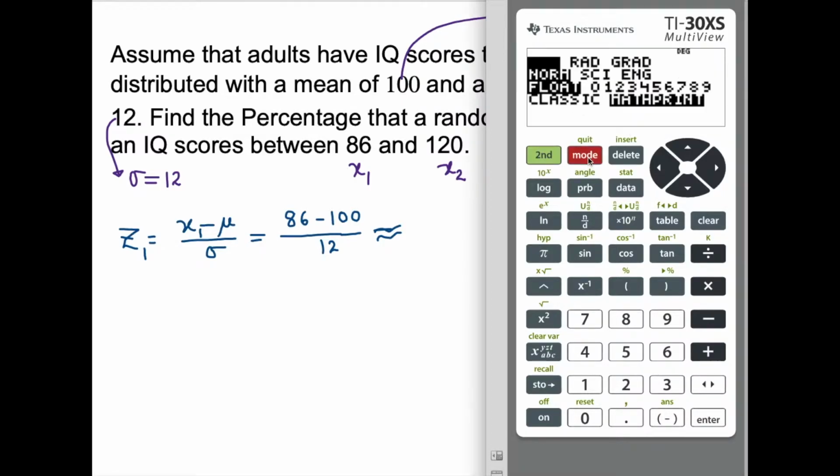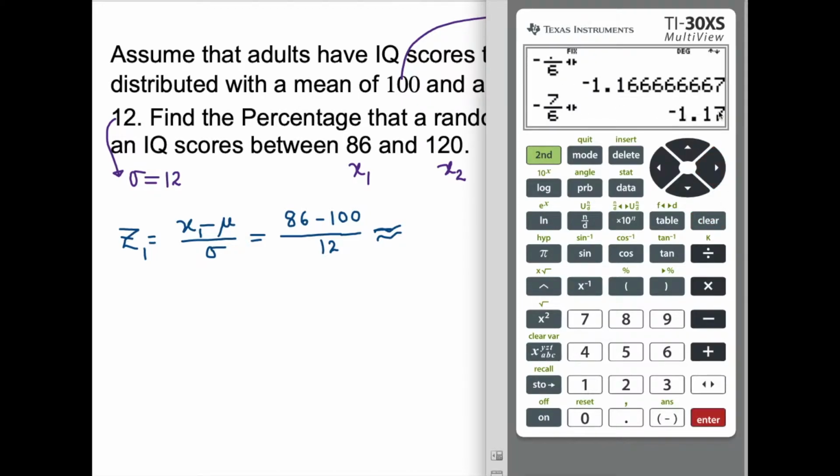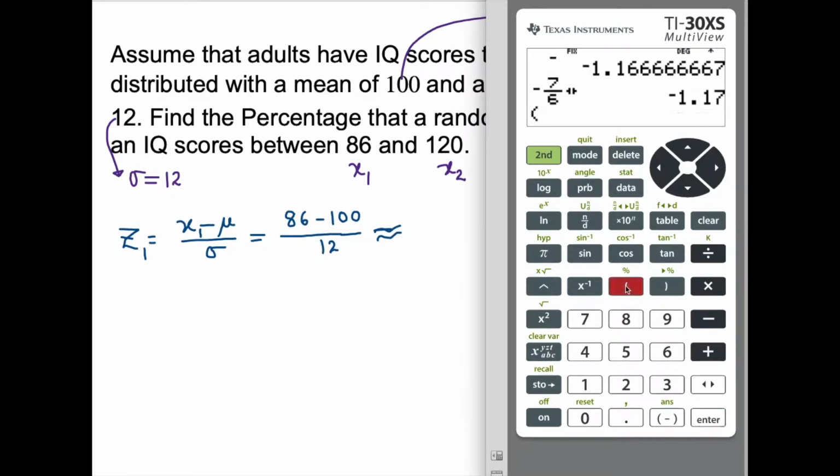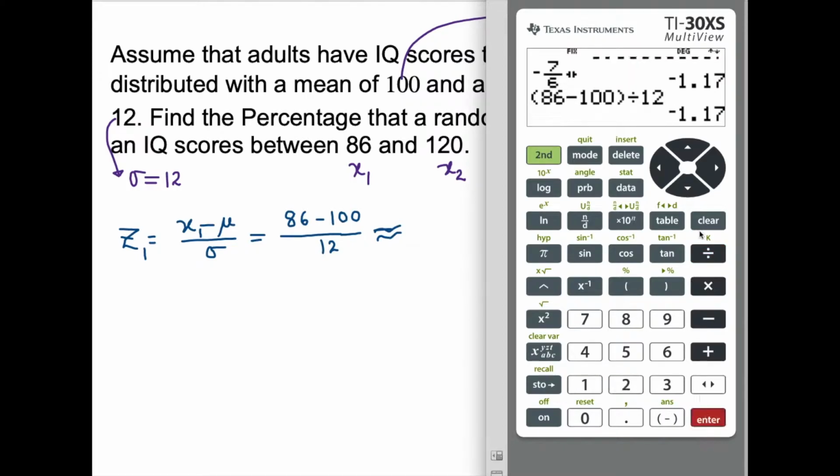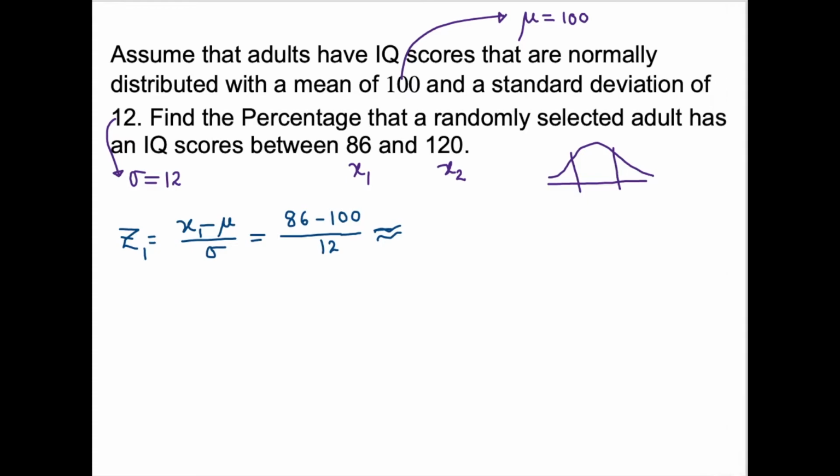We can do it in the calculator right there. Every calculator you can just use this method: mode, float, mode, float, and so on. Choose number 2, enter, clear, enter. Negative 1.17. Now, in case you don't have this calculator, how are you going to do this? Make sure order of operation matters. You need open parentheses 86 minus 100 close parentheses, then divided by 12. This way you're going to get the same answer, negative 1.17. Notice that that's the z-score.